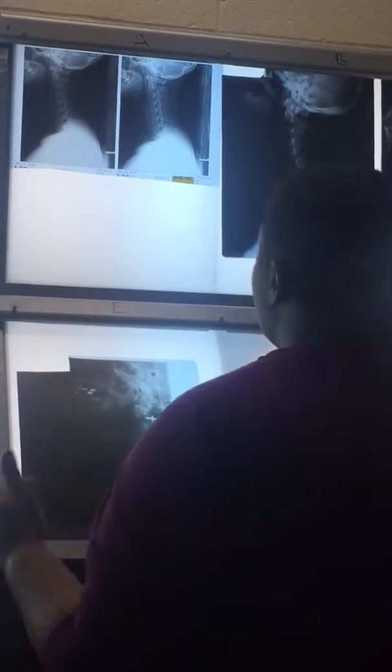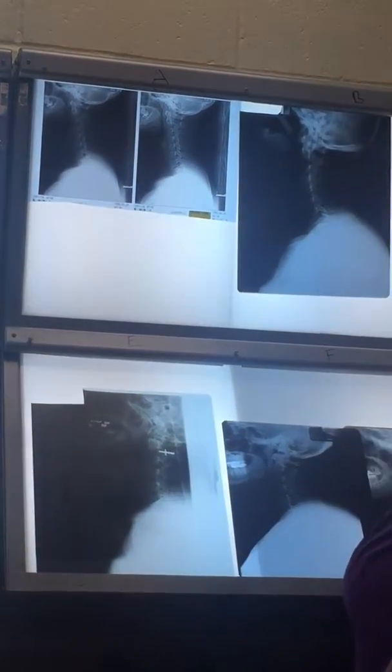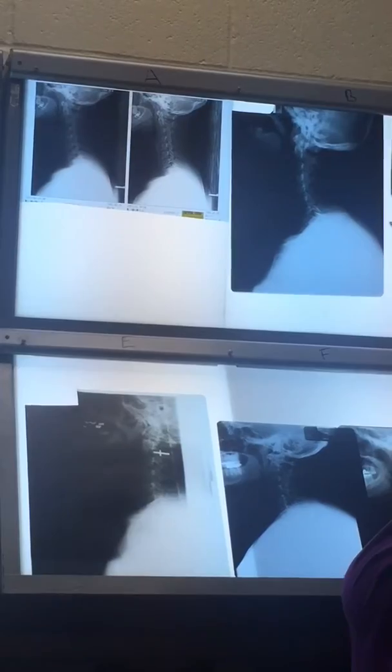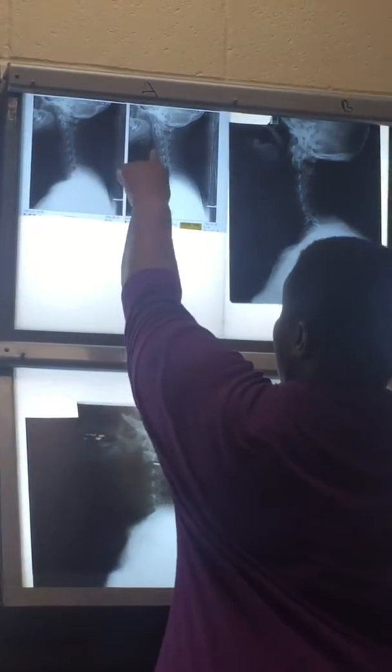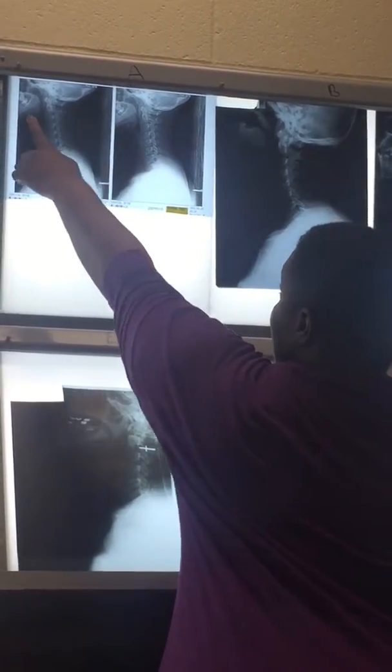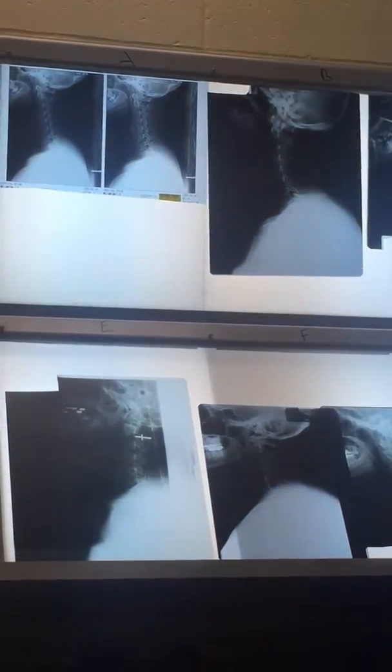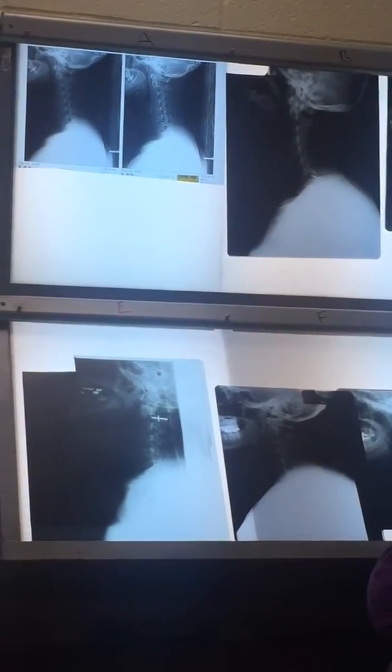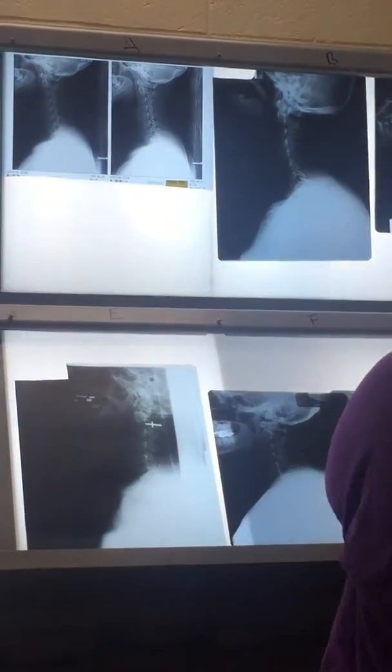Additional things besides just the spine: the little dark strip going down the front is your trachea. Behind the trachea is your esophagus. The little bone right up under your chin is called the hyoid bone, H-Y-O-I-D. Then of course you have the mandible and the skull. That pretty much is what you would need to identify on the lateral Grandy projection in terms of a routine projection.